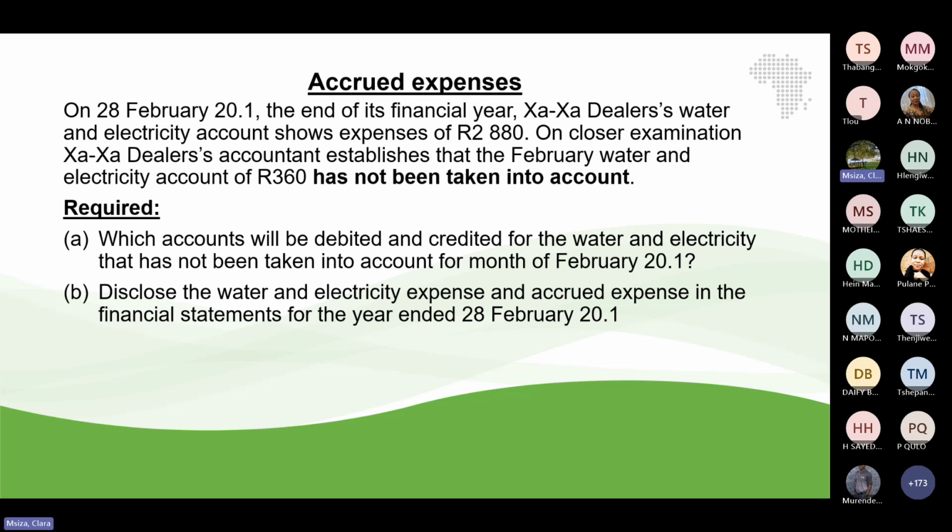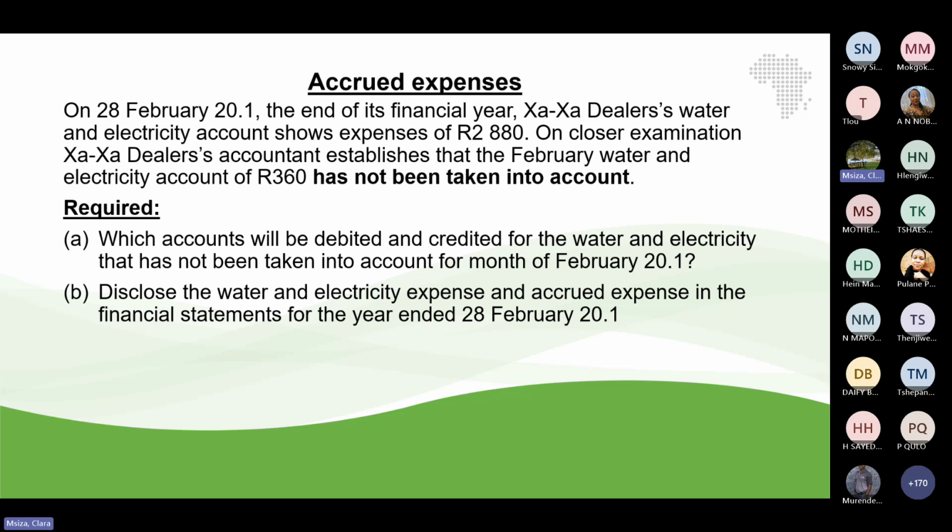So we know that in our country, there are different ways of paying for your electricity. Some we've got prepaid where you buy the units. However, some still wait for the end of the month to get their bill, their invoice for the month. So please know that for this one, the people have paid, they've received their invoice plus account, which shows the 2,880. And they realized that the February water and electricity account of 360 has not been taken into account.